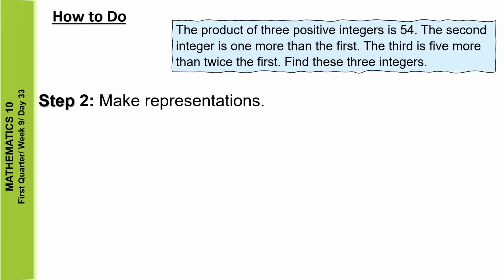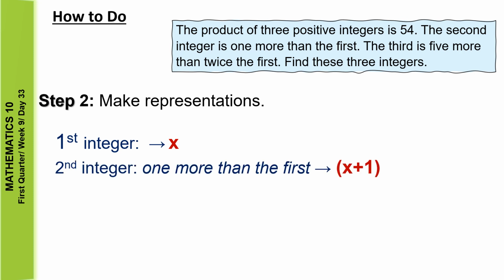Our next step, step 2, is to make representations. How are we going to represent the given in the problem? You are right. We are going to use algebraic expressions. To start with, let x be the first integer. The second integer is 1 more than the first. So the algebraic expression is x plus 1.